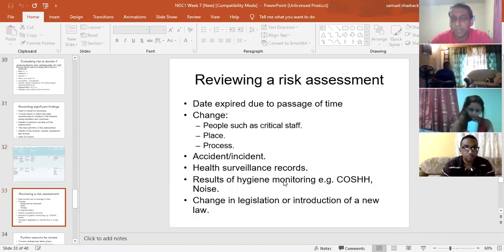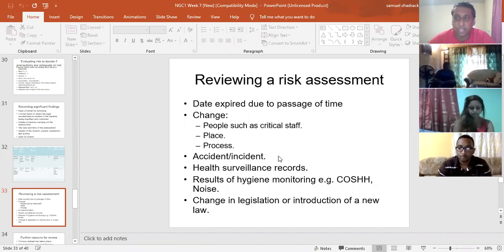And then when do we review a risk assessment? This is almost the same as when you review the health and safety policies, whenever you have changes. So change in critical staff, change in places, change in process, after an accident, the results from health monitoring.